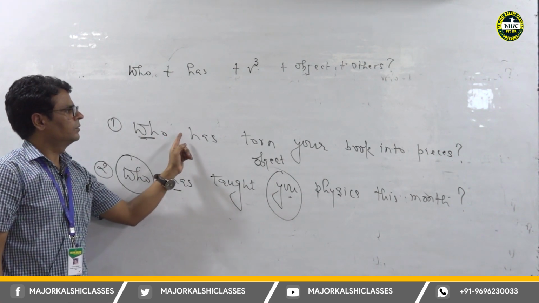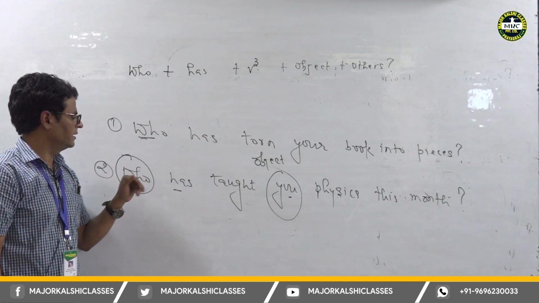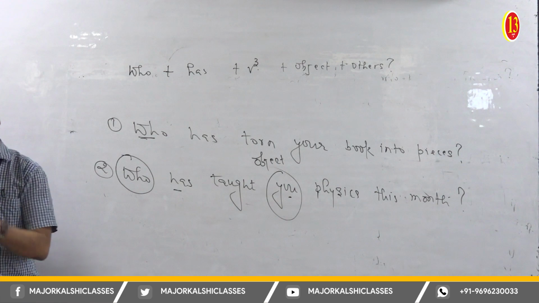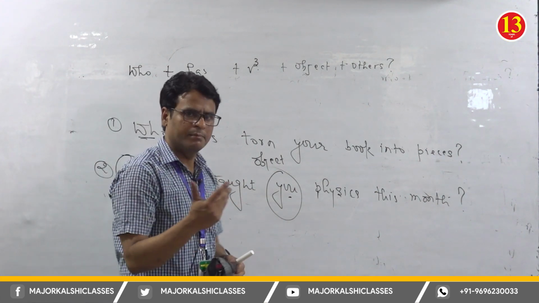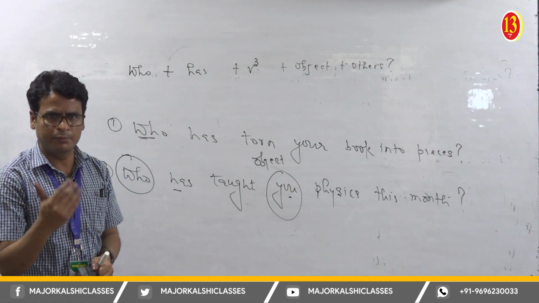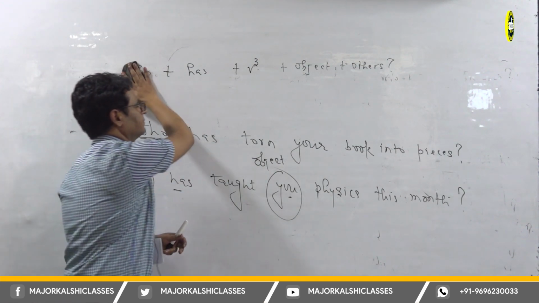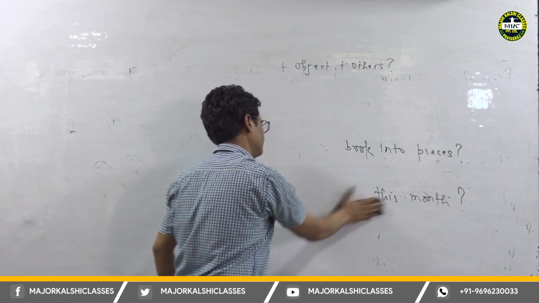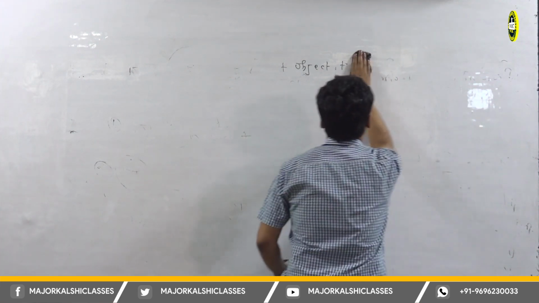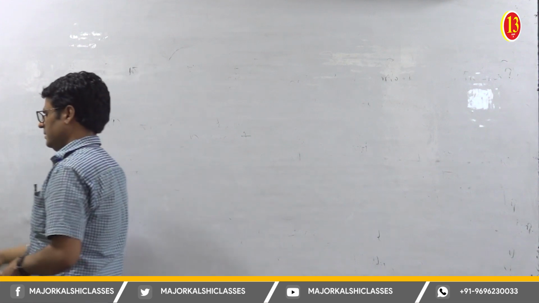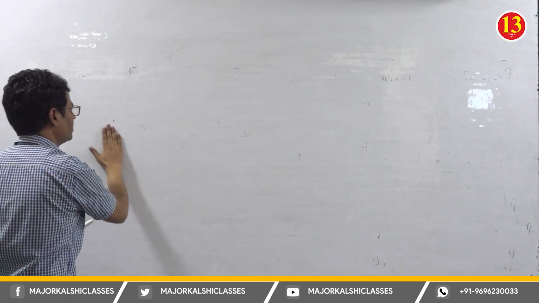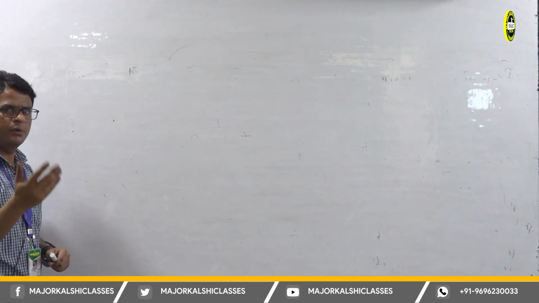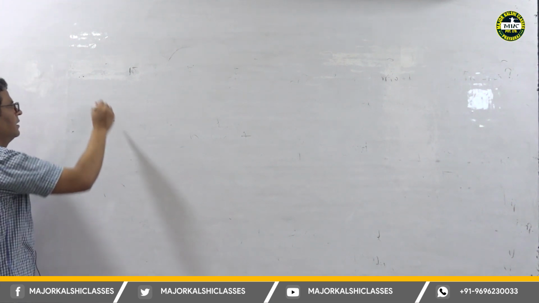The first example I gave you was, who has torn your book into pieces, and the second example is, who has taught you physics this month. Okay, now I will ask you some errors related to present perfect tense, and you have to find out where the mistake is. As you know, in present perfect tense we cannot use past denoting time, so I want this idea to impress your memory. That's why I am going to give you one more example.